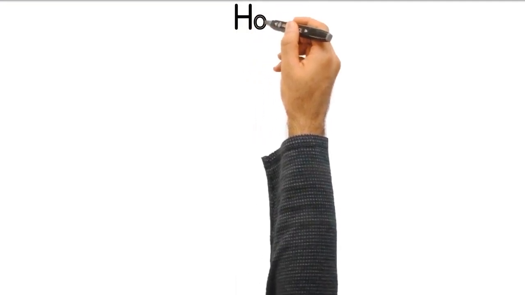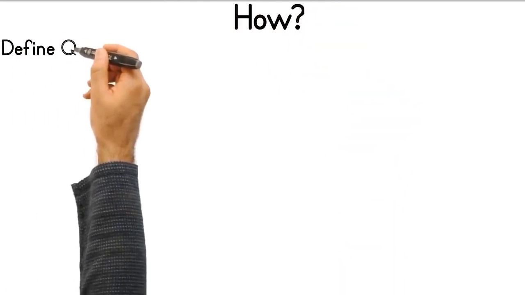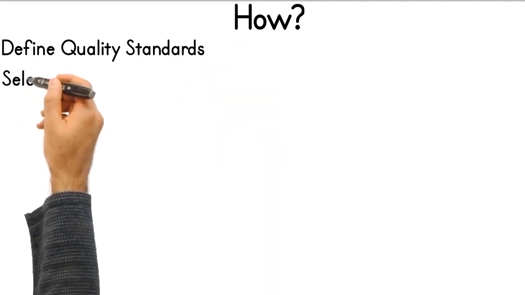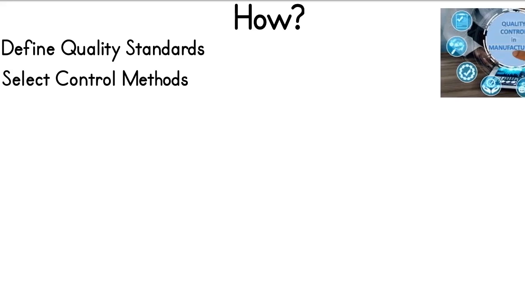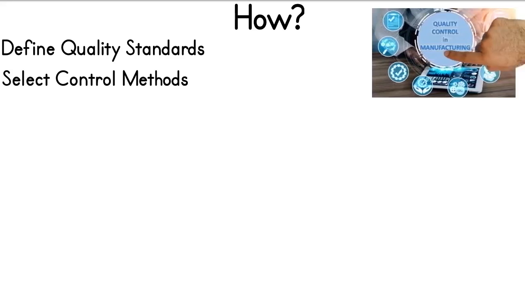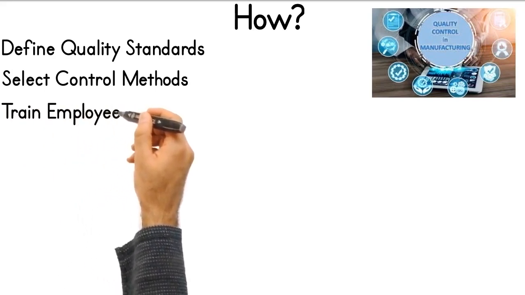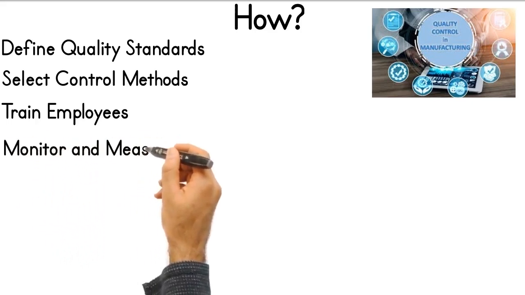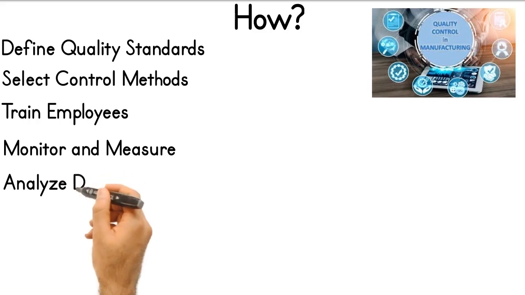How is quality and process control implemented? 1. Establish clear quality expectations based on customer requirements, industry standards, or internal specifications. 2. Choose appropriate process control techniques, such as statistical process control, automated systems, or manual inspections. 3. Provide training to employees to ensure they understand the importance of quality and process control and how to implement control measures. 4. Continuously monitor production processes and inspect products to ensure they align with quality standards.